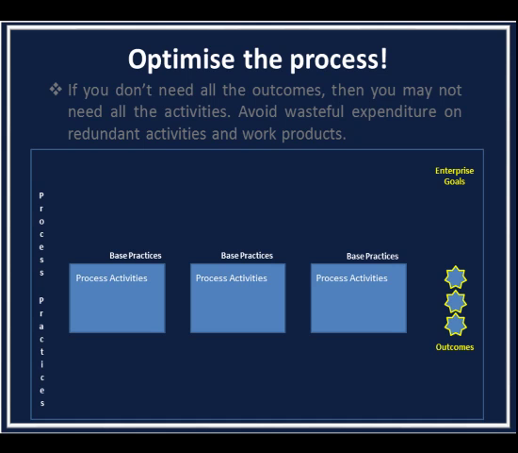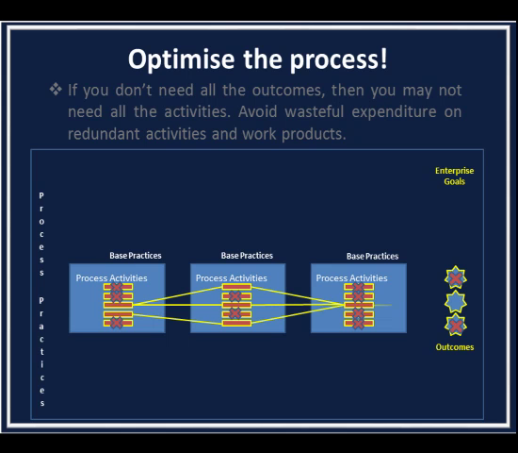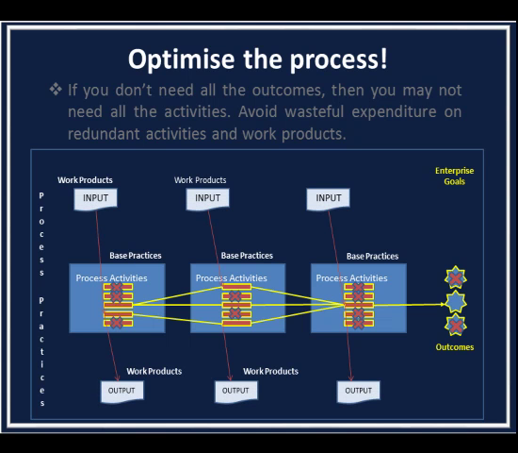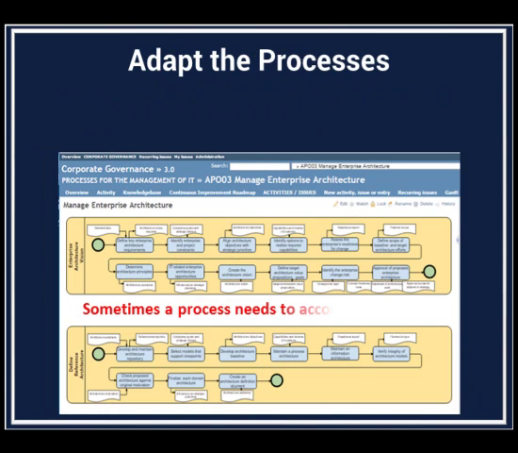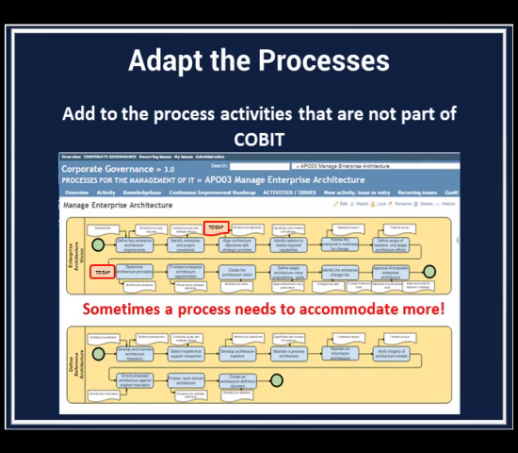If these are the outcomes, and these are the process activities, remove the outcomes that are not required, and remove the process activities that are not required. Identify the process activities that are required to deliver the selected outcome, and identify the work products that support the identified activities to achieve the selected outcomes. It's important to adapt the COBIT processes to the business needs. Add process activities that are not part of COBIT.